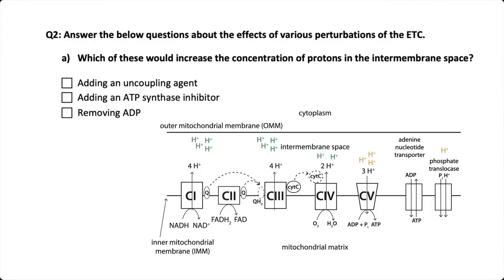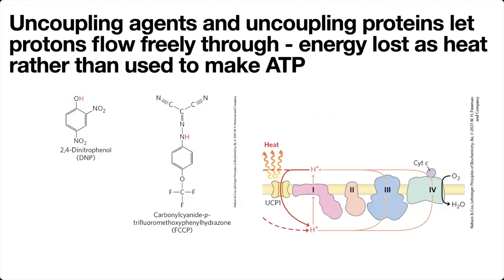If we were to increase the concentration of protons in here, we'll look and see what would happen. But first, let's think about how we could increase the concentration of protons in here. We're given 3 options to consider: adding an uncoupling agent, adding an ATP synthase inhibitor, and removing ADP. Let's take these one at a time. First off, what is an uncoupling agent?